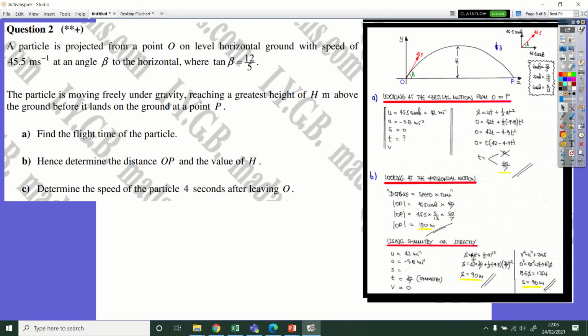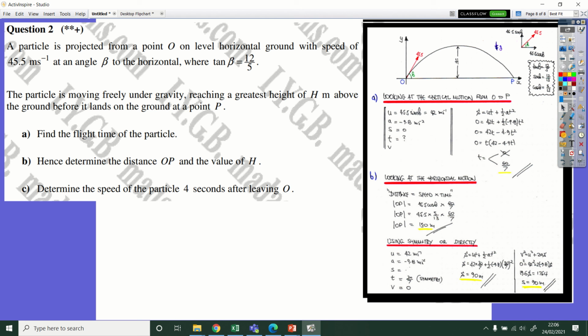And then again, we can use some SUVAT. That's the best equation to use. Plug it all in and we get 90 meters. Either of these are going to do. The other way to do it is to do u squared plus 2as, and that doesn't have to involve time. So there's two ways to do that, and you can decide which one is your preferable one.